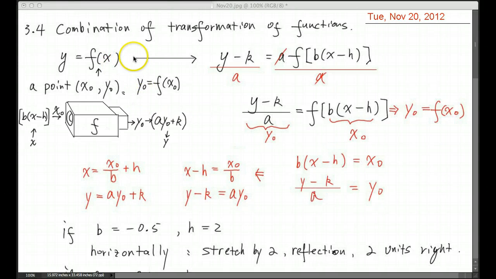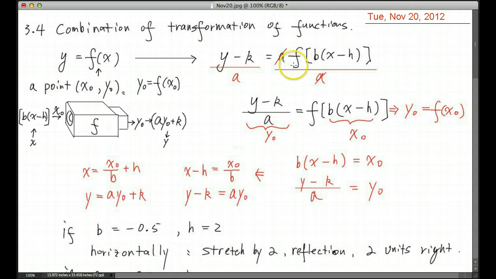Combination of transformation of the functions, you can understand it this way. If we have an original function y equals f(x), we can assume there is a point (x0, y0), which can be any point on the original function, so that y0 equals f(x0). So if it transforms into this kind of function, y minus k equals a f(b(x minus h)).